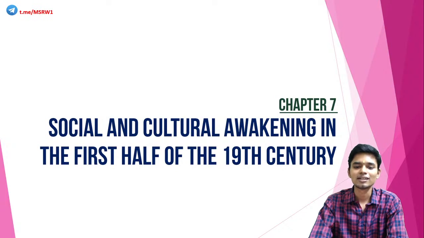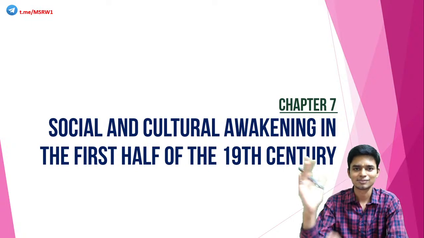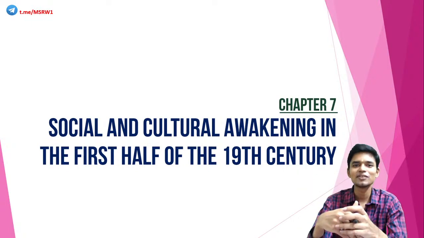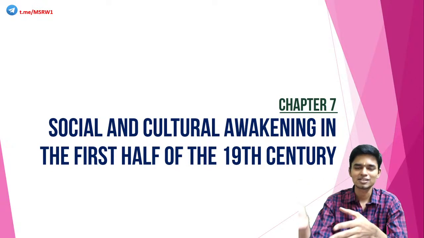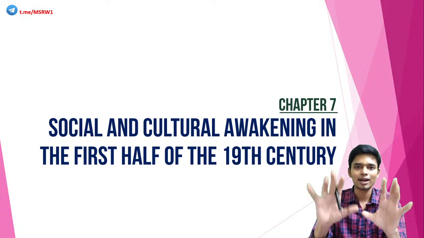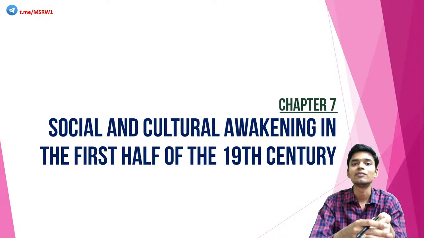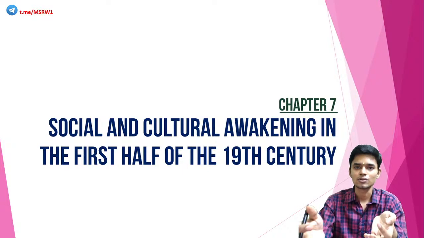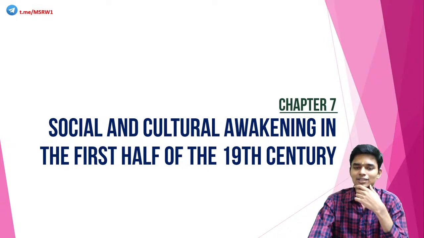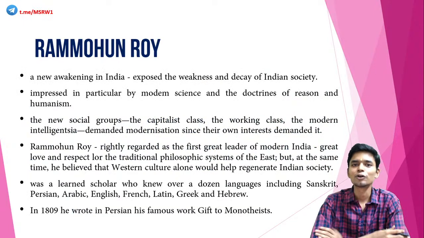Social and cultural awakening in the first half of the 19th century. Basically, we are looking into Raja Ram Mohan Roy, Ishwar Chandra Vidyasagar, and Henry Vivian Derozio. These 3 in detail, and one slide for all the others crammed together. You have to study everybody in detail. You can read that from Spectrum or Bipan Chandra's textbook. But in NCERT, 3 people are highlighted: one is Raja Ram Mohan Roy, then Ishwar Chandra Vidyasagar, and finally Henry Vivian Derozio. Devendranath Tagore also. Okay, so let's start. Ram Mohan Roy.